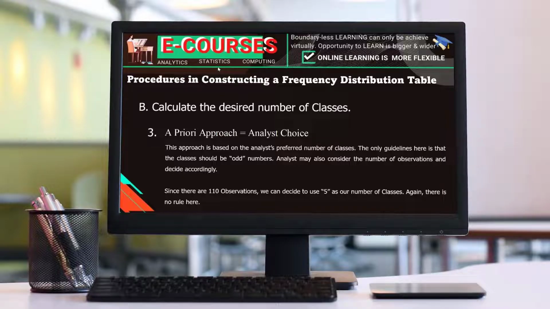The last approach is the a priori approach. This approach is based on the analyst's preferred number of classes. The only guideline here is that the number of classes should be an odd number. The analyst may also consider the number of observations and decide accordingly. Since there are 110 observations, we can decide to use 5 as our number of classes. Again, there is no specific rule here.